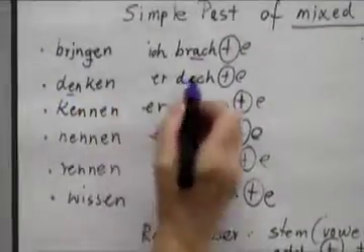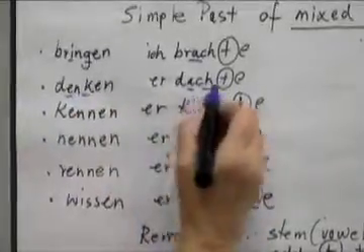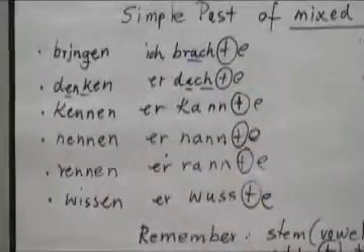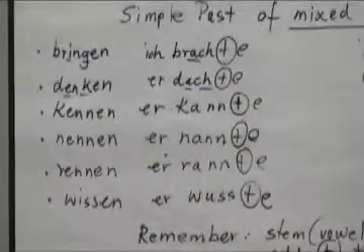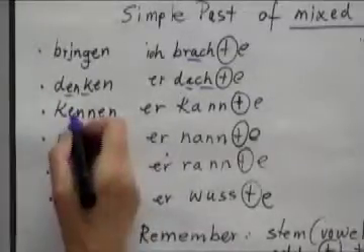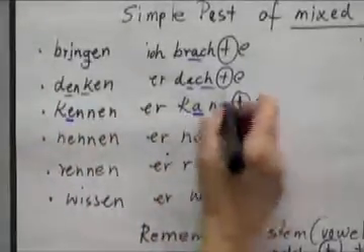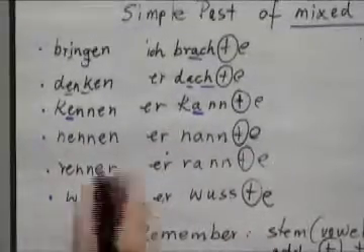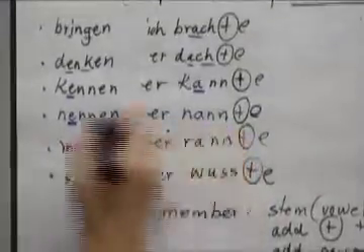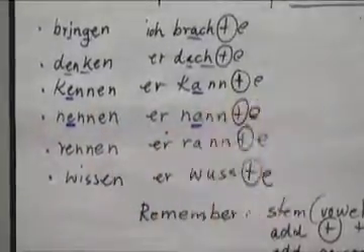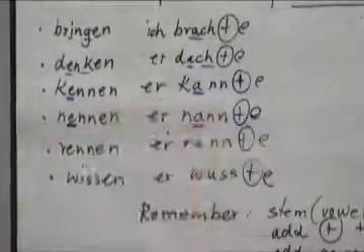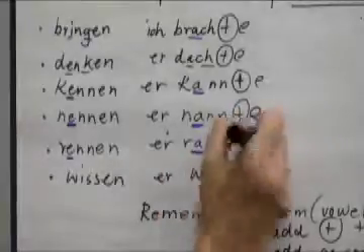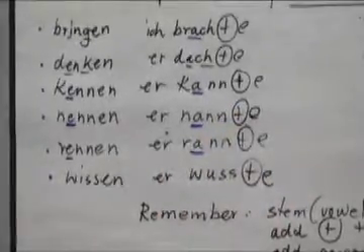Denken, the E changes to A, the NK changes to CH. T for this after the stem, personal ending. Dachte, he thought. Kennen, to know someone. E changes to A, and then the T for regular verbs. Nennen, to name somebody. Nannte, E to A, T for past tense, personal ending. Rennen, to run. Rannte, E to A, T, denoting simple past and personal endings.